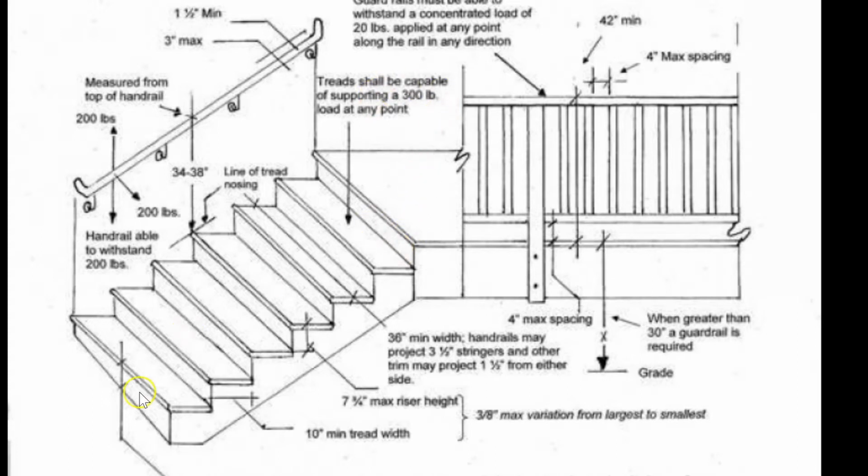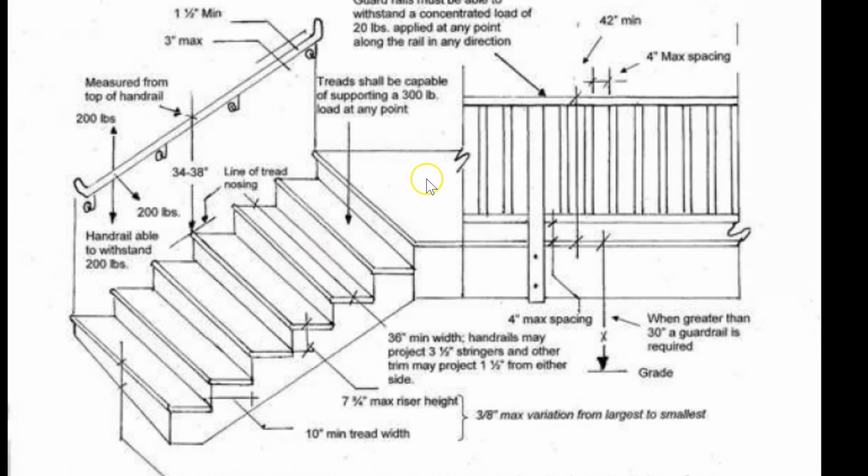Now, these are the steps. Again, 4 or more steps, you have to have a handrail. It has to be able to withstand 200 pounds from any direction, 34 to 38 inches high. The risers can't be more than 7 3/4. You can't have more than a variance of 3/8 of an inch from riser to riser, and the tread 10-inch minimum. And the tread has to be at least 36 inches wide. So I hope that's helpful.